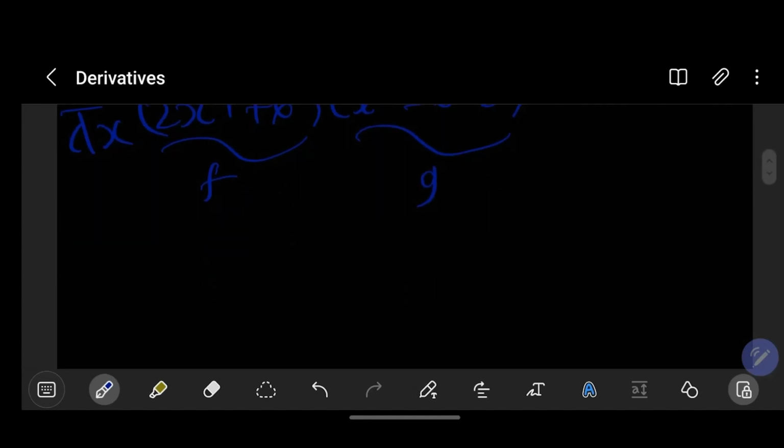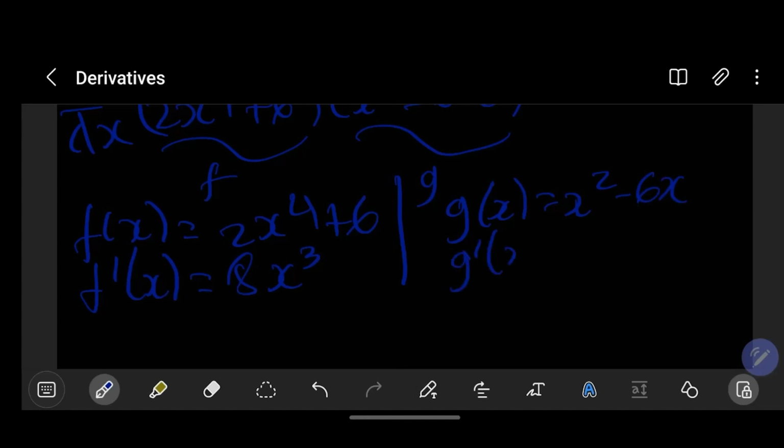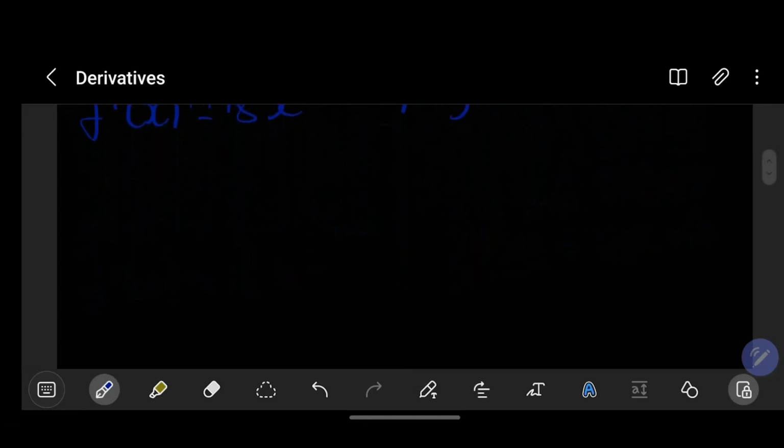So if we're making f of x equal to 2x to the 4 plus 6, so f prime of x is then equal to 8x cubed. And if we're making g of x equal to x squared minus 6x, so g prime of x is equal to 2x minus 6.